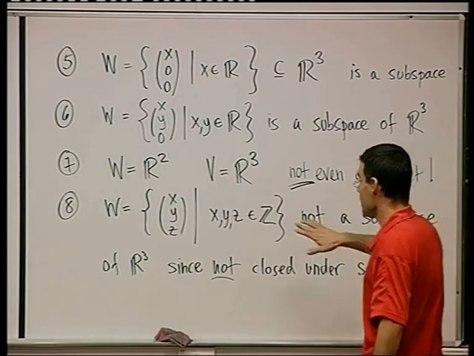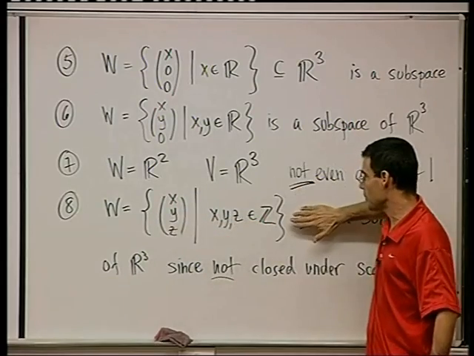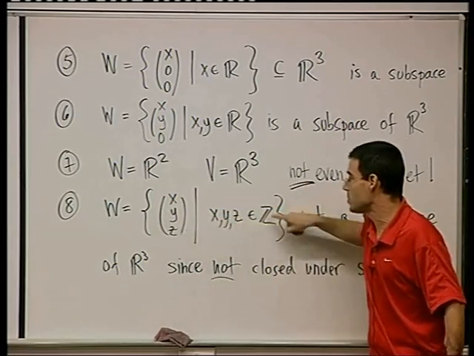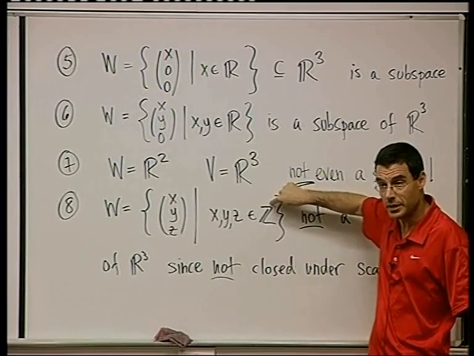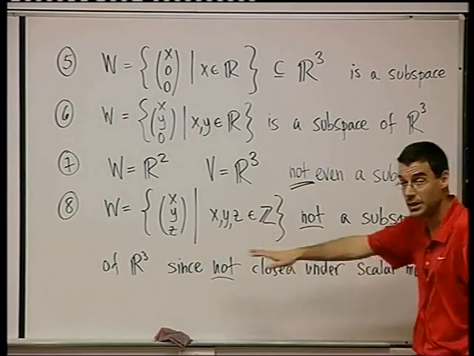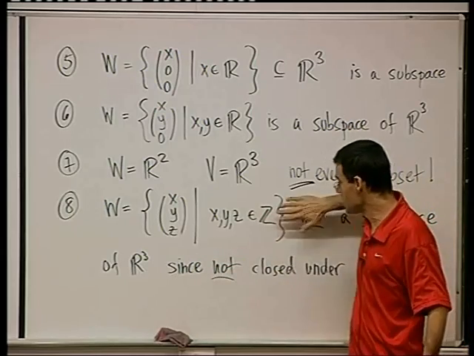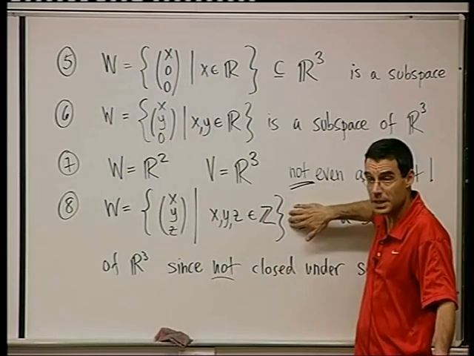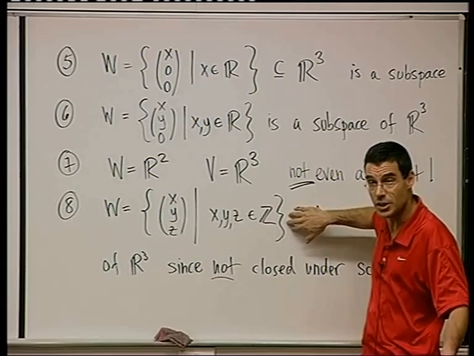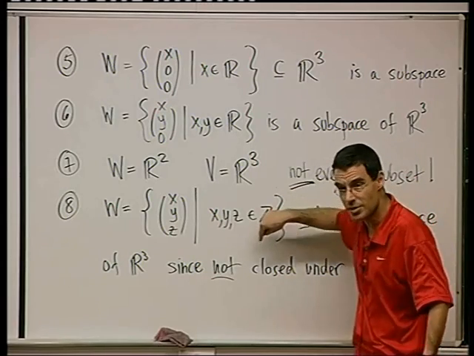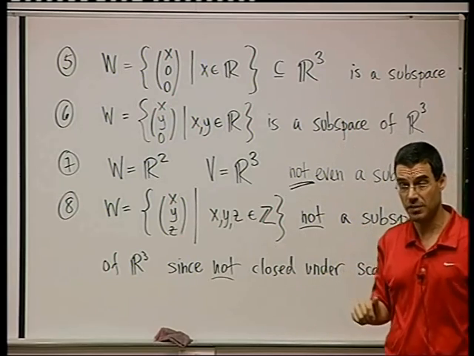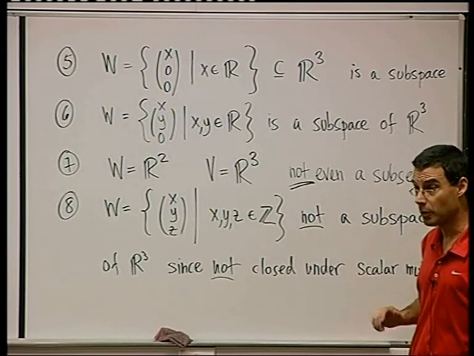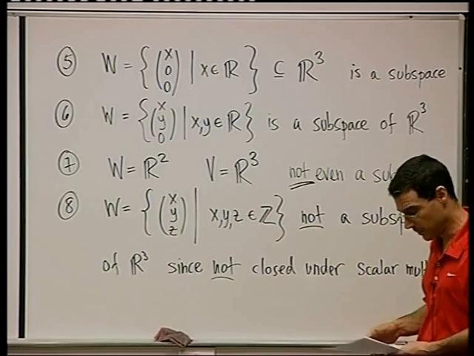So if you look at this and what you're asking is, is this a space in its own right? Not as a subspace of R3, because we saw that it isn't, but in its own right. Is this a vector space? The answer is no, by definition, because the scalars are not from a field. Z is not a field. There are no multiplicative inverses in Z. Okay, so by definition, this is not a vector space.